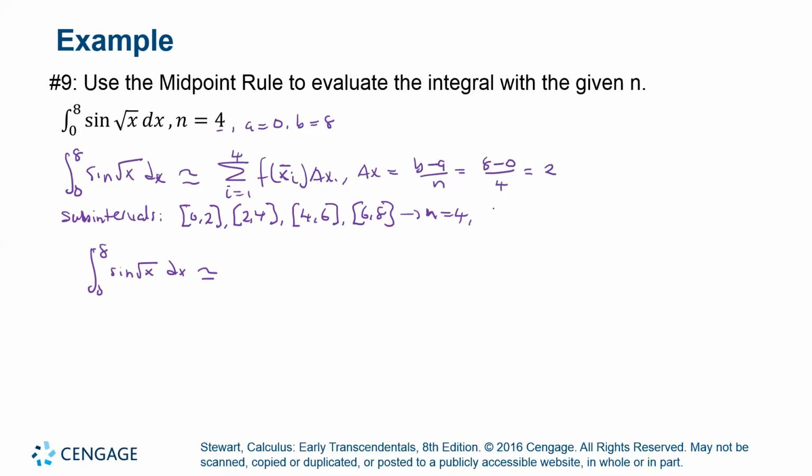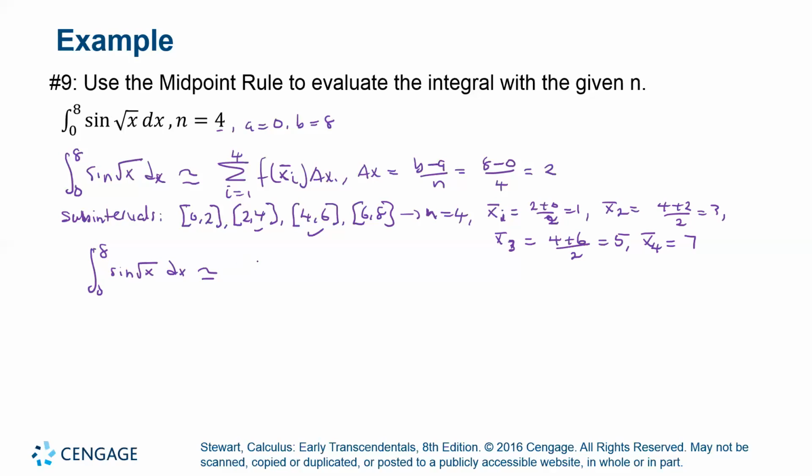Now let's find the midpoints. 1 is the midpoint of the first one, this is 2 plus 0 over 2, which is 1. Okay, x bar 2 is the second subinterval, so 4 plus 2 over 2, which is 3. Then x bar 3 for the third subinterval, that's 4 plus 6 over 2, which is 5. And then x bar 4 is going to be 7.